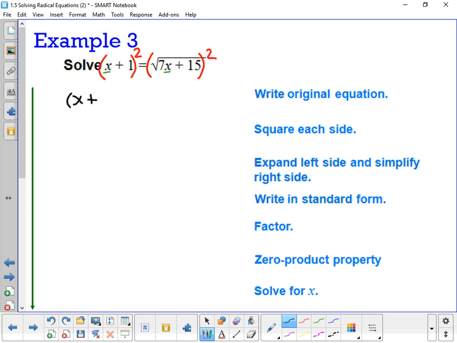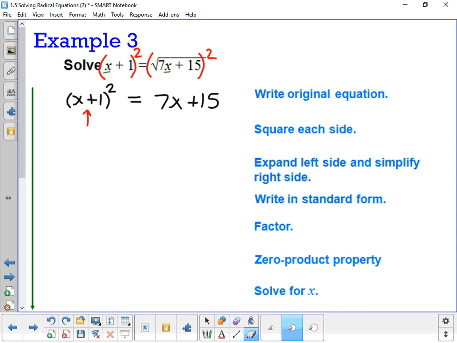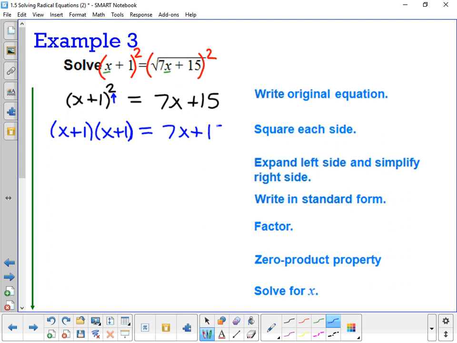So we have the quantity of x plus 1 being squared, and the square root and the squaring undid each other, so we just have 7x plus 15 on the right. The tricky part comes into play here. We have a binomial that is being squared. So if you think back to all your prior mathiness, that's a technical term, prior mathiness, squaring something means take that thing and times it by itself. So we have x plus 1 times x plus 1.